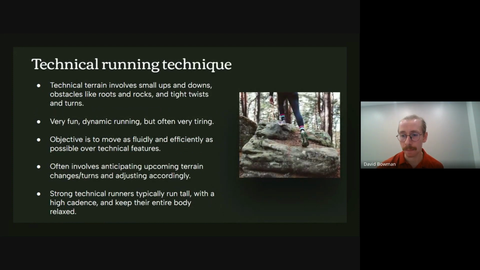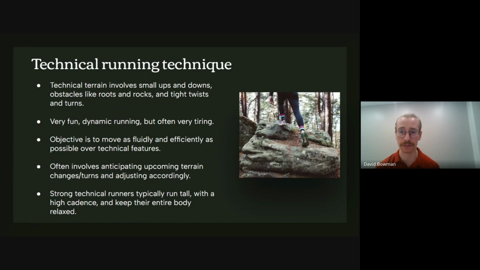Lastly, I want to talk about technical running. So technical terrain, we've talked about this a couple times so far in the presentation, is basically terrain that has lots of small ups and downs. We're going to have obstacles like roots and rocks and maybe some tight twists and turns. So it's almost like you're running on a roller coaster. It's very fun, it's very dynamic, but it can be very tiring.